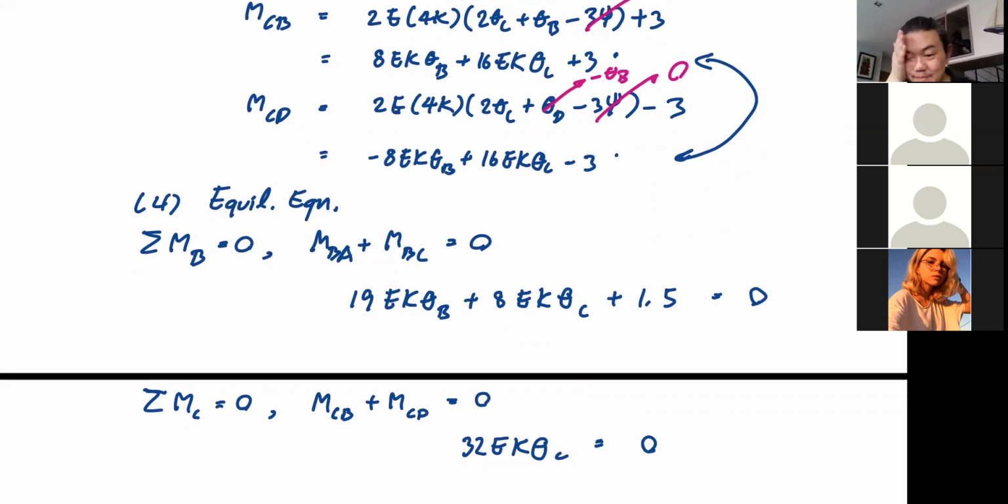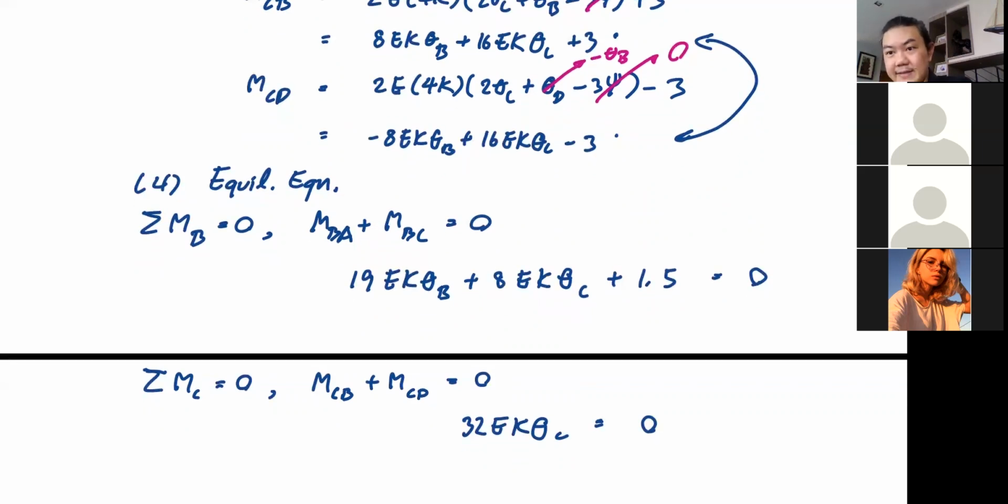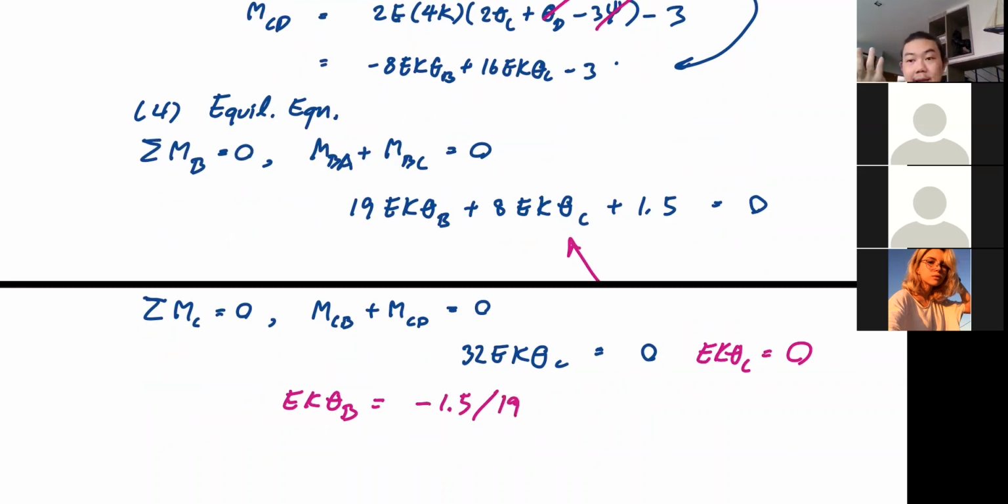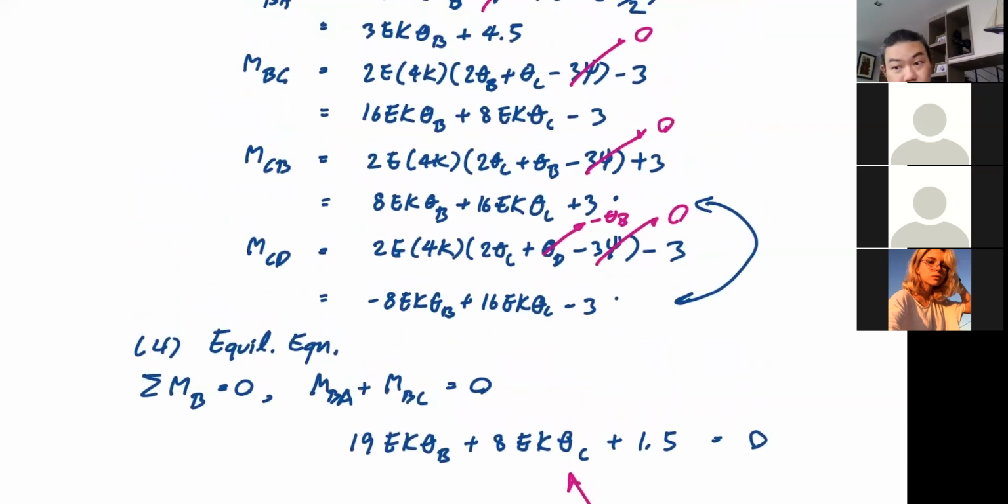Okay, so it's like a pretty blunt effort. But now you know, because I don't have a calculator with me, I keep forgetting it somewhere in the house. And now you can see that this gives you EK theta C equal to 0, right? So go back here. Now you know that EK theta B is minus 1.5 over 19. Okay, so now you got everything. You can go back and put theta B in your equations to obtain your end moments, okay? See, even if you do not know that EK theta B is supposed to be 0, it's still a very short work.